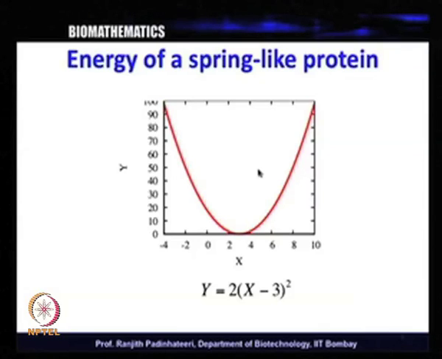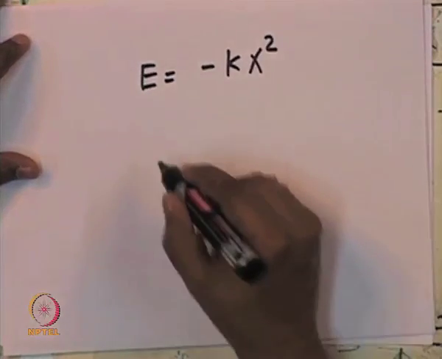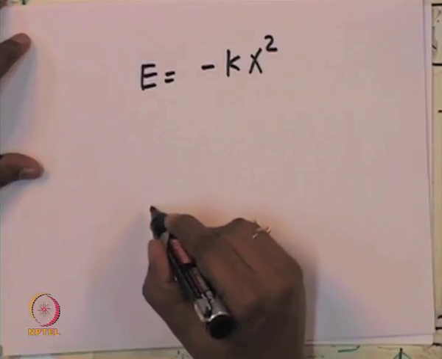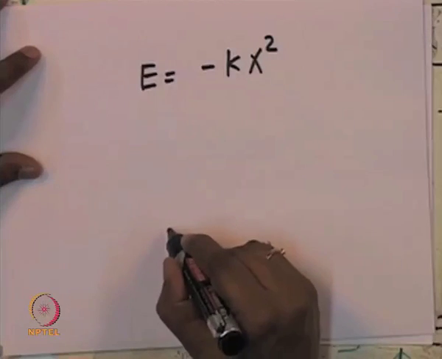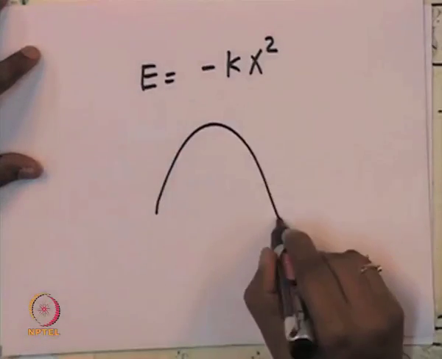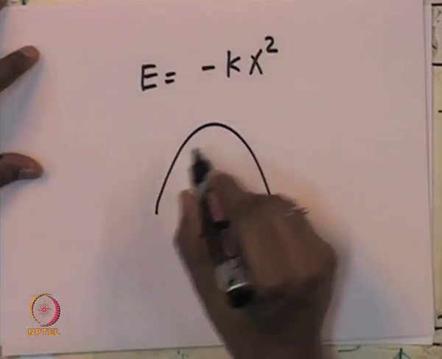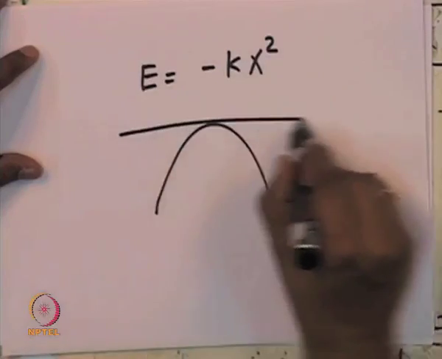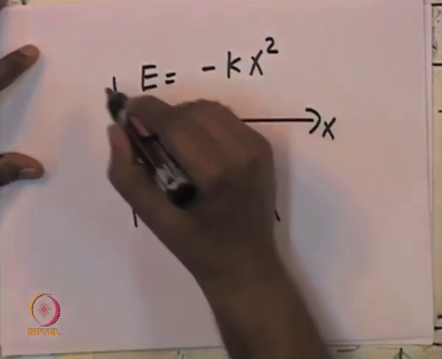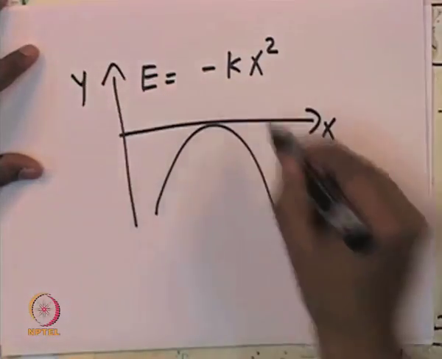You can have a function which is energy, let us say, minus k x square. Have a look at this paper here. The second derivative of minus k x square. So, E is equal to minus k x square, and if you plot this, this function will look like this. It's like an inverted k x square. This is your x axis and y axis. So, this is what the function will look like.